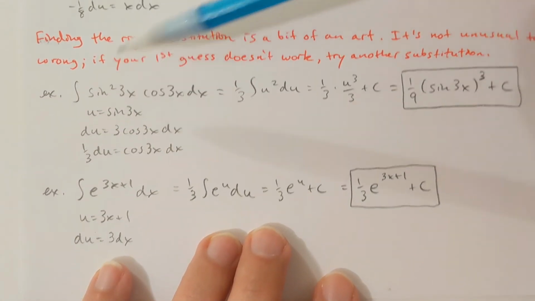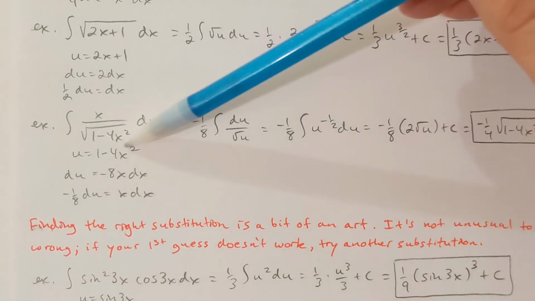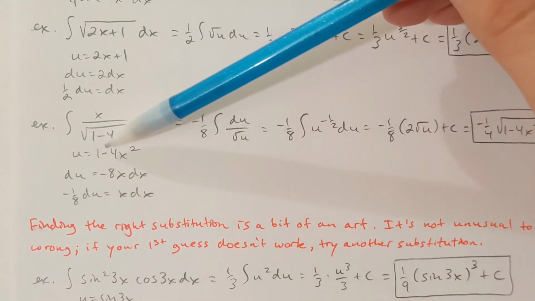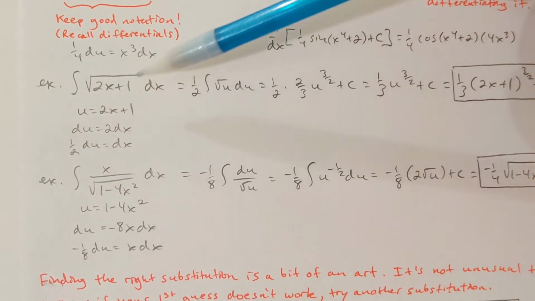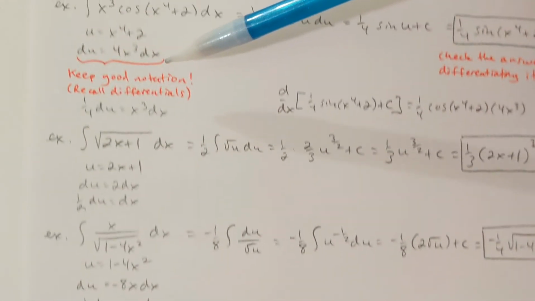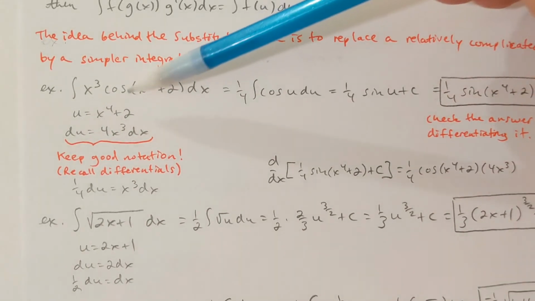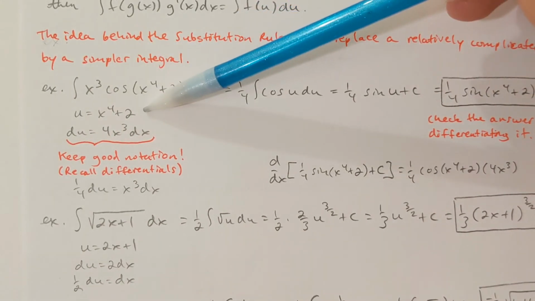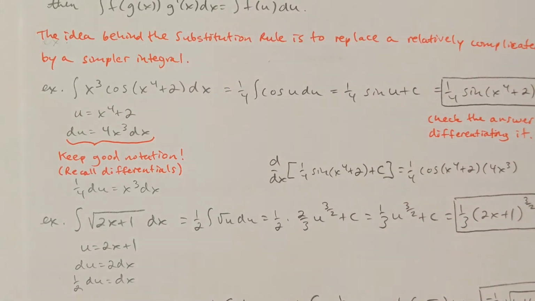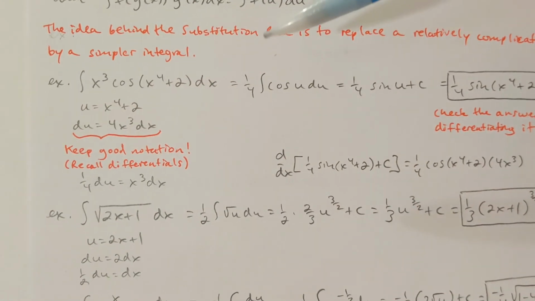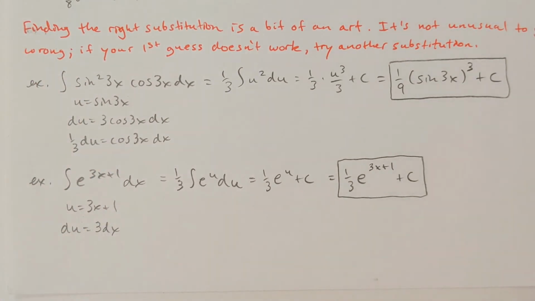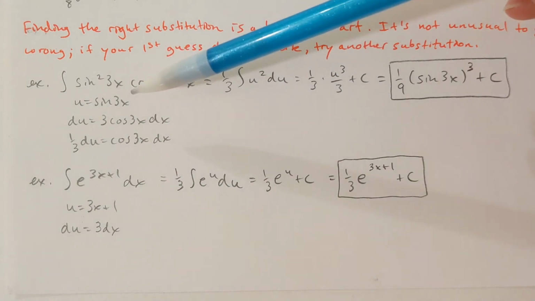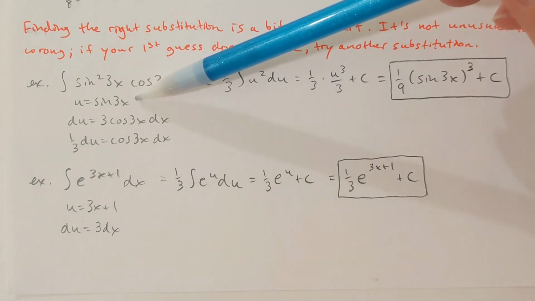Usually you want to avoid powers and square roots. I didn't let u be the square root of 1 minus 4x squared, because then I'd need a chain rule. I didn't let u be the square root of 2x plus 1, I'd need a chain rule. I didn't let u be cosine of x to the 4th plus 2, because then I need a chain rule. So try to keep it simple, at least in your initial guess for what you're deciding to call u. In this problem, I'm going to let u be sine of 3x.